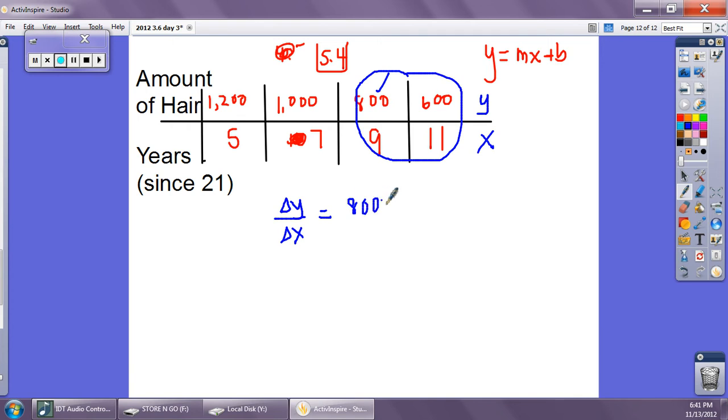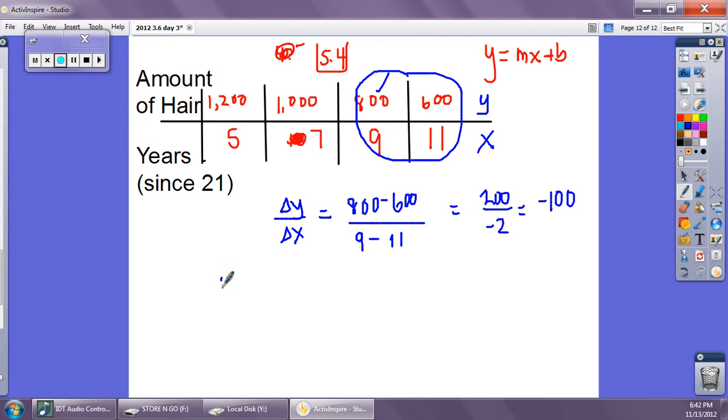So I'm going to say the change of y would be 800 minus 600 over, and then if I start at the 800, I have to start at the 9, 9 minus 11. And when I simplify that down, I get a positive 200 over a negative 2. And if I actually do the division, it comes out to a perfect negative 100. Well, that means our slope's negative 100. Remember, that's the rate of change. That means that for every 1 x, x is the year, so for every 1 year, the amount of hair I'm losing is 100. And notice I said losing because it's negative 100.